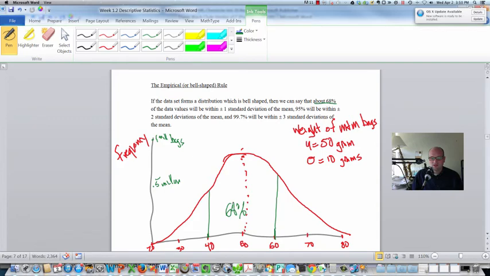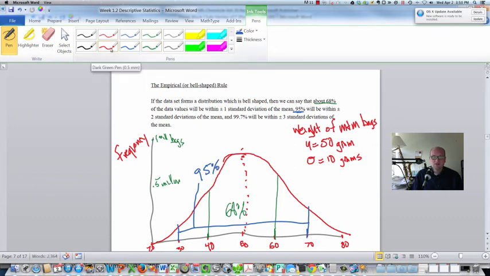That's pretty cool. So I'm going to change colors here. If I go out one more standard deviation, so plus or minus 2 standard deviations away, this includes really everything. From 30 all the way to 70, how much is that? Well, that is 95%. So that's really cool.